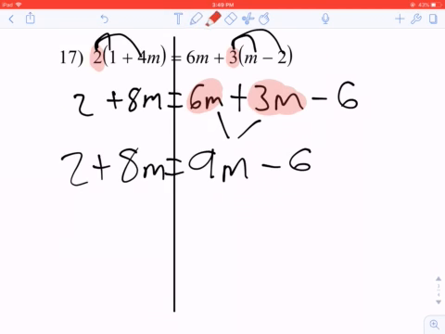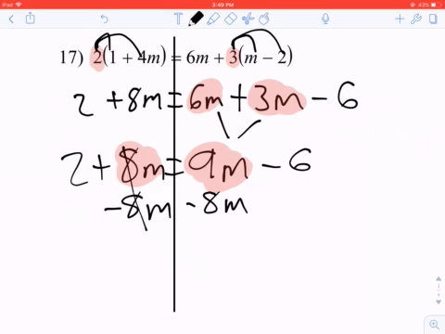Now that everything's been cleaned up, we look at both sides of the equal sign and notice that we have a variable on either side. Again, we can move either the 8 or the 9, but it's a little bit cleaner if we get rid of our smaller number. So I'm going to move 8 because that is smaller than 9. I'm subtracting 8m to both sides. 8 minus 8 is 0. So 2 is equal to 9m minus 8m, which gives us 1m, minus 6.